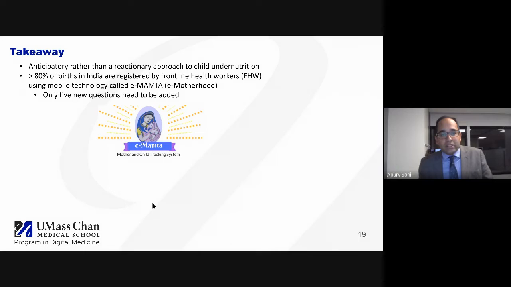One of the things I want to highlight as well is that more than 80% of births are now starting to be registered by frontline health workers using mobile technology called eMamta. And as I highlighted before, all except for four or five data elements are already being captured. So part of the low-hanging fruit is to be able to add 5 questions so that the mother and child tracking system itself can calculate a predicted risk of each child that's registered in that system of being undernourished in the future.